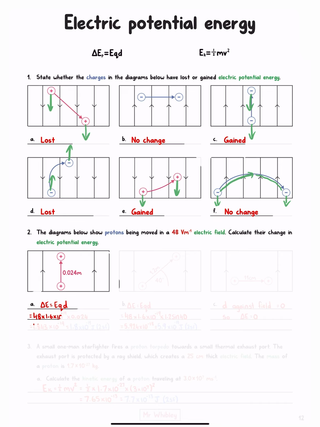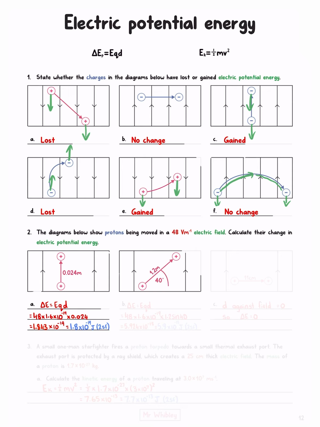We have the charge of our proton, which is the same as the charge of the electron, except that it's positive, and we have the distance that it has moved in the electric field. This gives us 1.843 times 10 to the minus 19, or 1.8 times 10 to the minus 19 joules to two significant figures. In our next diagram, we have our proton moving a distance of 1.2 meters, but this time at an angle of 40 degrees to the field.